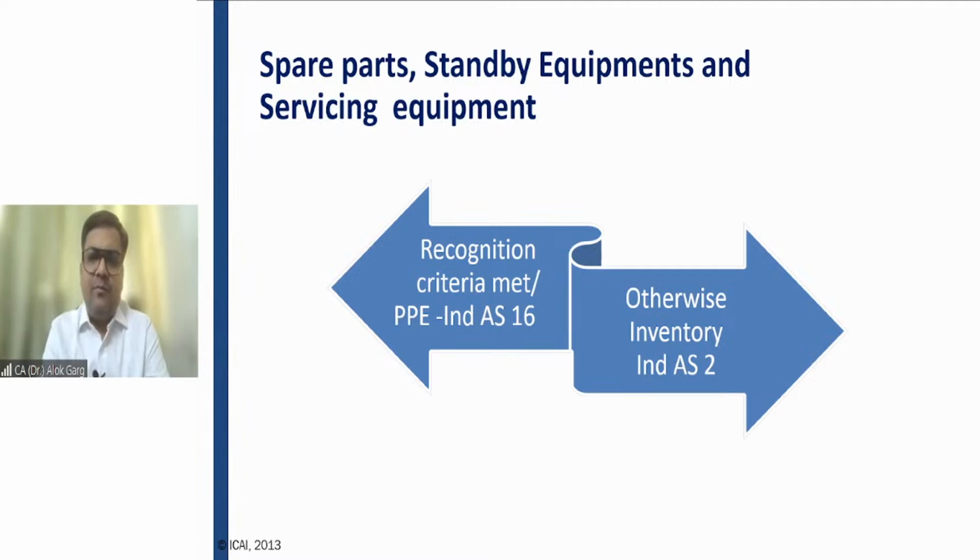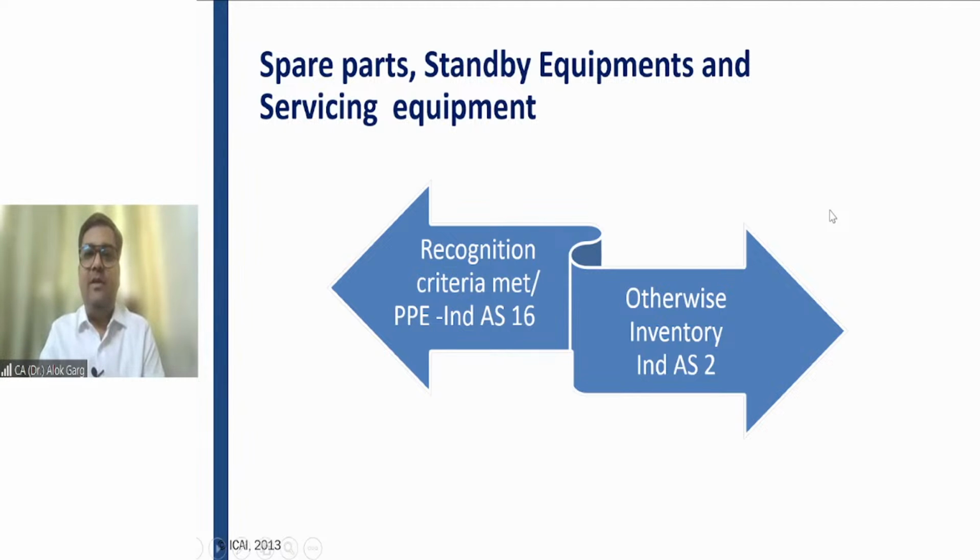Like when you purchase a car, how many wheels are there in the car? Four wheels are there in the car. But you will get one Stepney as well. You remember the Stepney? One additional tire, one additional wheel. Whenever you have a problem and one of the tires gets deflated, you will replace that tire with the Stepney. What is that? That is a spare part, a standby equipment. The standard says spare parts, standby equipment, and servicing equipment.